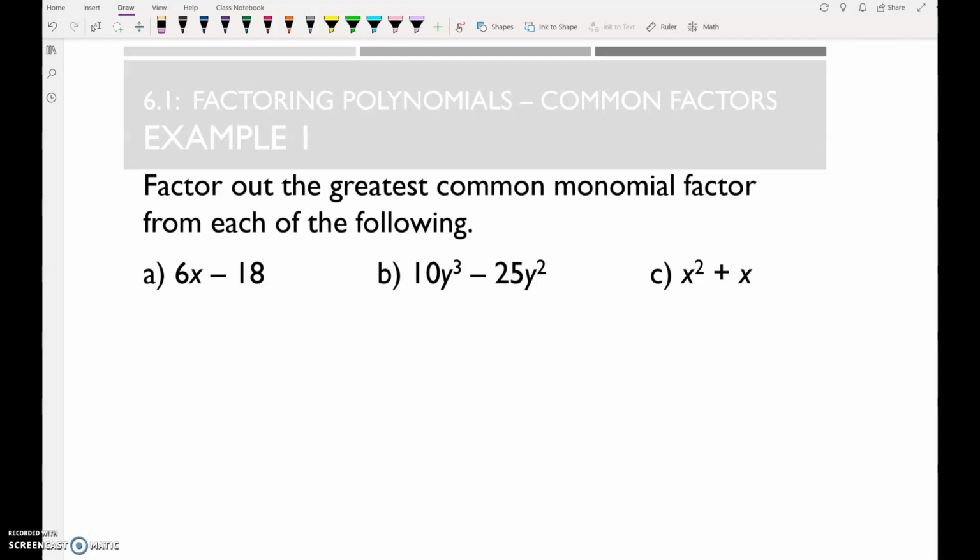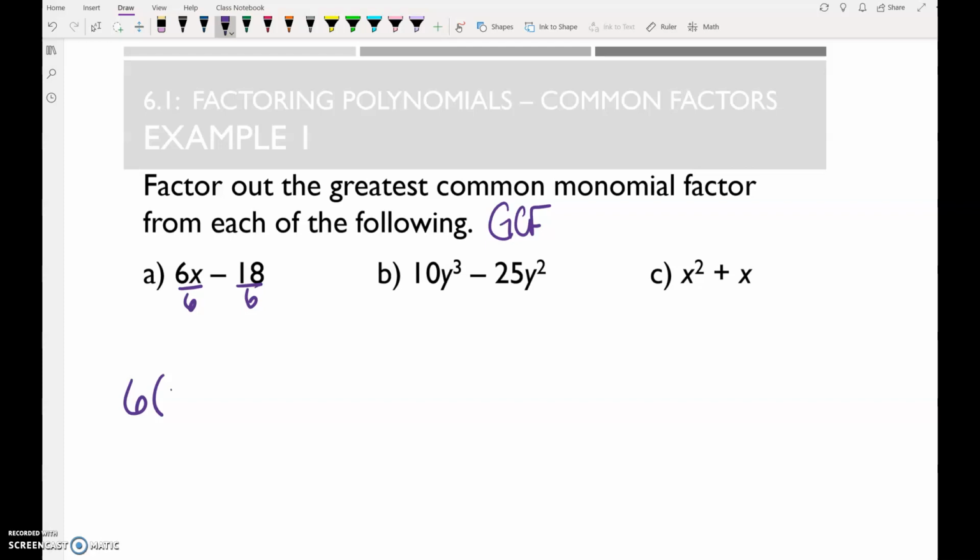Today we are working on greatest common factor factoring. You might remember this as GCF. So look at 6x and negative 18. You want the greatest thing that you can divide out of both of them. That would be 6. And you're basically taking each term and dividing it by 6.